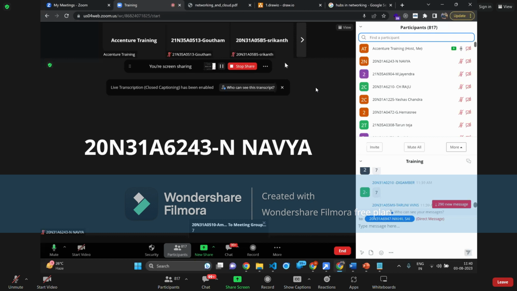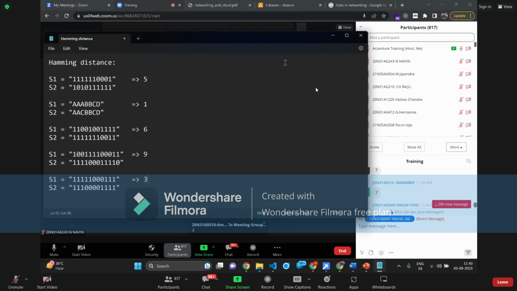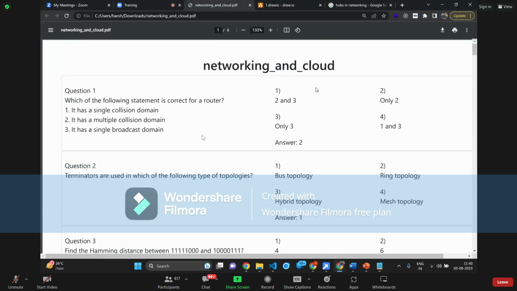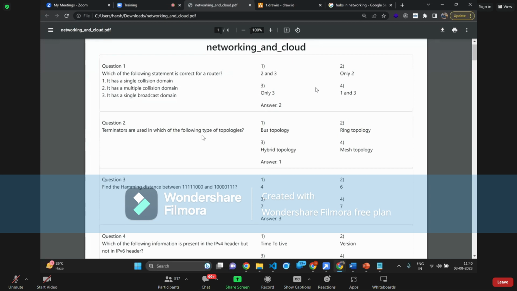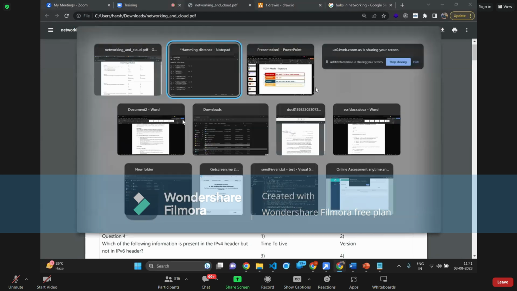Now let us focus on a few questions here without any further ado. Which of the following is correct for a router? It has a single collision domain, it has multiple collision domains, it has a single broadcast domain. Okay.